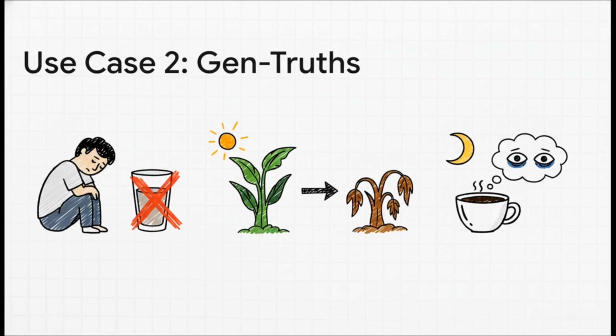Okay, use case number 2 is for general truths. These are things that are just generally true about life, people, nature, or even just about you. For example, if plants don't get sunlight, they die. That's a general truth. But it can also be personal, like if I drink coffee at night, I don't sleep well. See? It's all about reliable, predictable patterns.